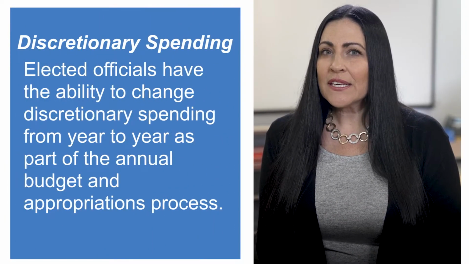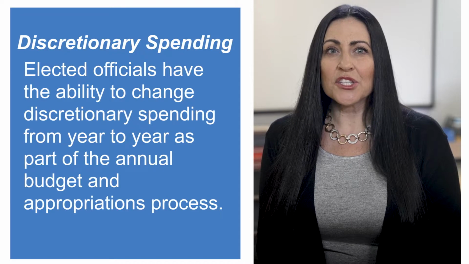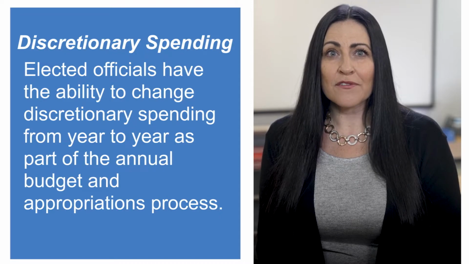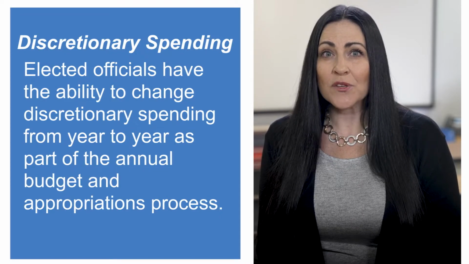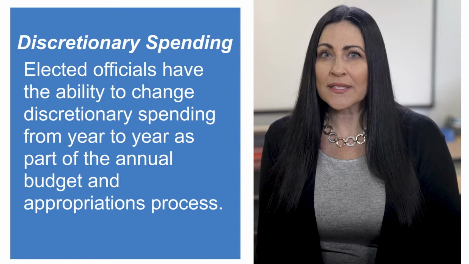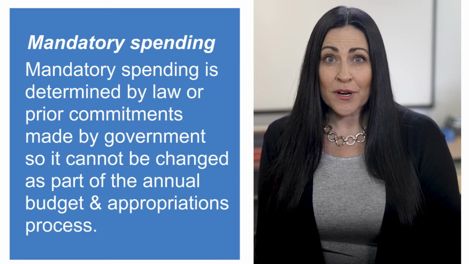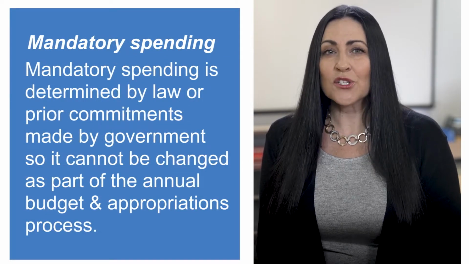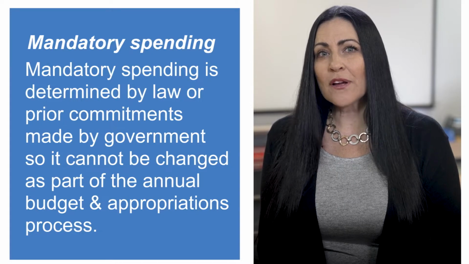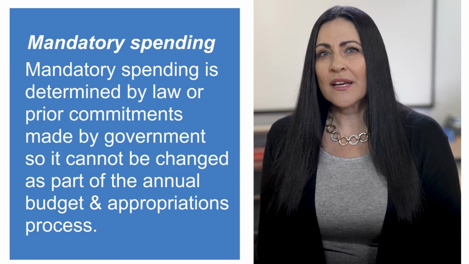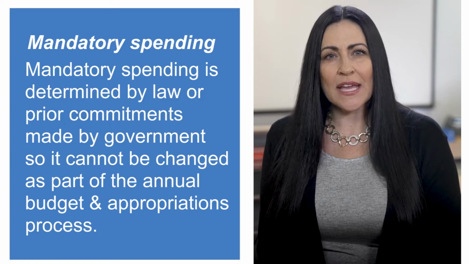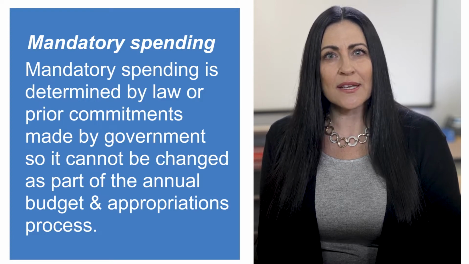Explain the difference between mandatory and discretionary spending. Elected officials have the ability to change discretionary spending from year to year as part of the annual budget and appropriations process. Mandatory spending, on the other hand, is determined by law or prior commitments made by government, so it can't be changed as part of the annual budget and appropriations process.